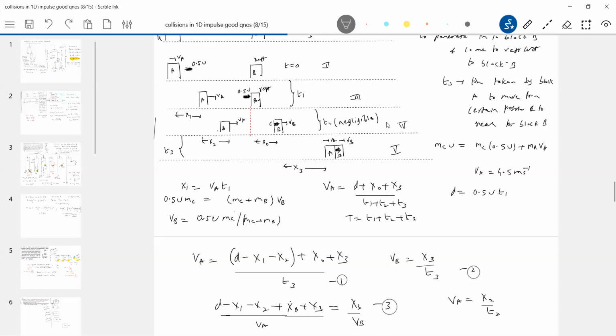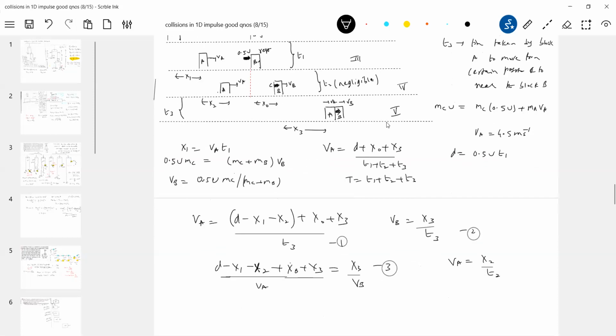Now solving this, and further, what is VB? You can write it as any other equation. VB equal to x3 by T3, that one I wrote. So I think we still have to write many equations, no? So I look at the accelerated motion of the block B. Can we calculate the acceleration of the block B? I'll enter into accelerated motion of block B.